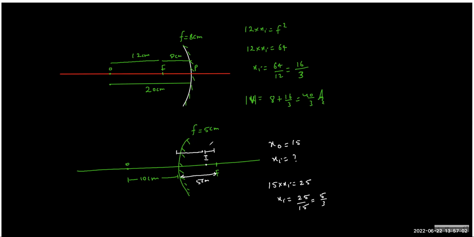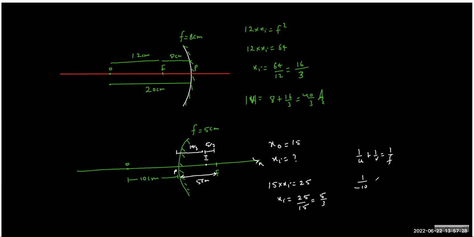So if this is 5 by 3, you can find the distance from the pole. How much? So 10 by 3. So you can verify using the formula which you know. So u is how much? Minus 10. You can take the x-axis and so on.